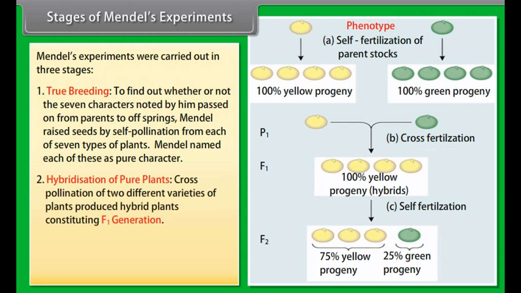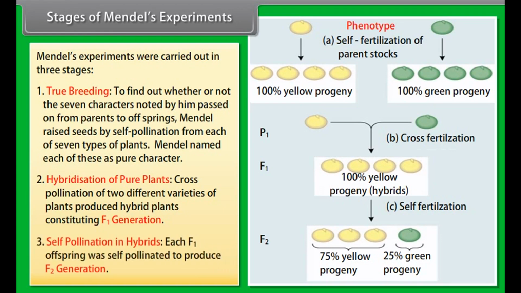Hybridization of pure plants. Cross-pollination of 2 different varieties of plants produced hybrid plants constituting F1 generation. Self-pollination in hybrids. Each F1 offspring was self-pollinated to produce F2 generation.